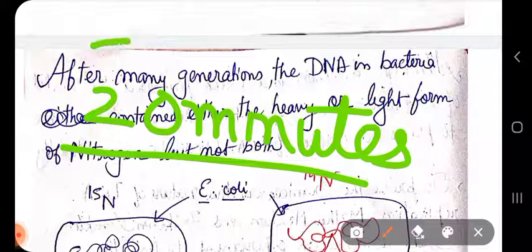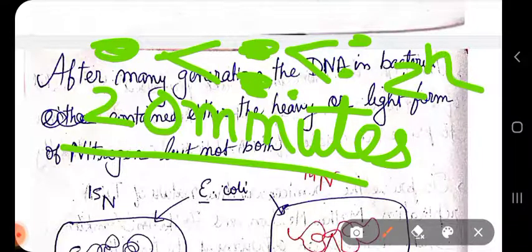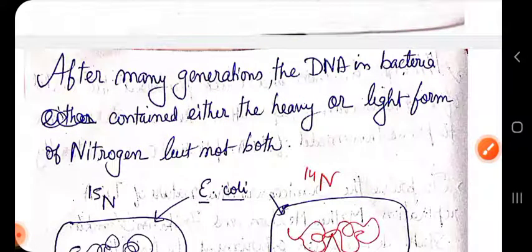That means after 20 minutes, E. coli bacteria will double. They will undergo binary fission. They don't undergo cell division because they are prokaryotic cells, so they undergo binary fission to form two daughter cells, and in the same way after another 20 minutes they form four cells. So the number of cells is 2 to the power n. Every 20 minutes this E. coli bacteria will grow.